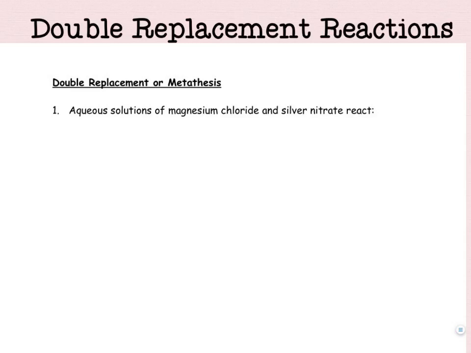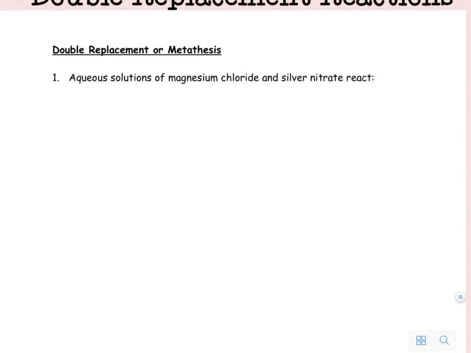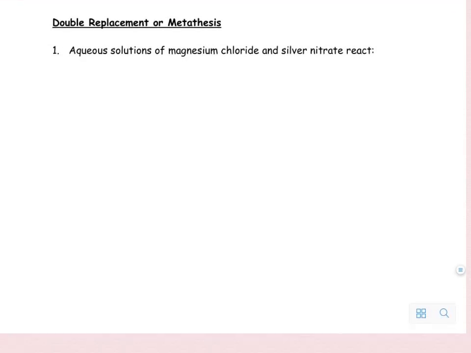Double replacement reactions are sometimes also referred to as metathesis reactions. Not in our book, but other books, so be prepared for that change in terminology. Here's an example of a very typical double replacement reaction.